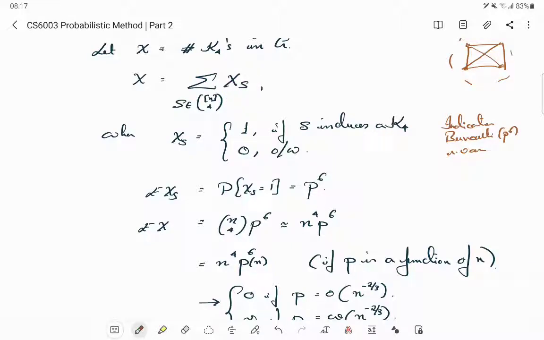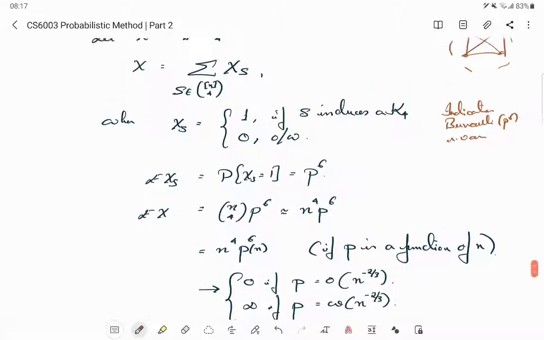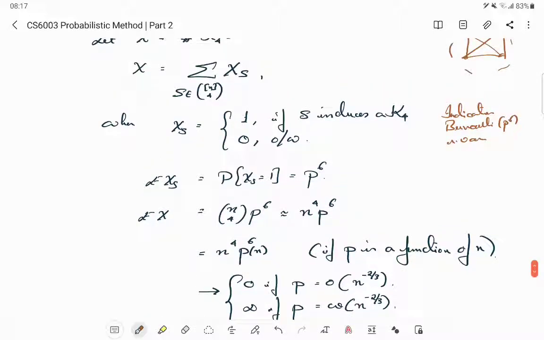Since each term is p power 6, we get n choose 4 times p power 6, or if you ignore the constants, the order of growth of this is n power 4 p power 6. This is the expectation. Now you will see why I blabbered about choosing p to be a function of n, because if p is a constant, let's say even 1 by a million, a very small constant, for a very large value of n, this expectation goes to infinity.